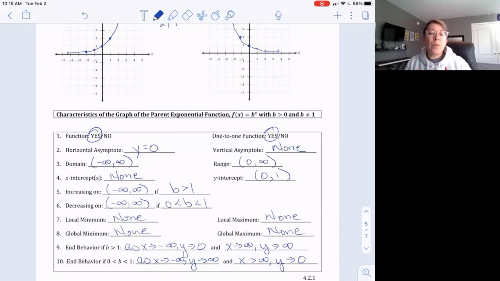You don't have to memorize all of these, but it's good to review what end behavior is, what increasing is, what domain and range are, and just kind of give you an idea of what these generic equations look like. So when you do have a transformation, you're able to graph it.